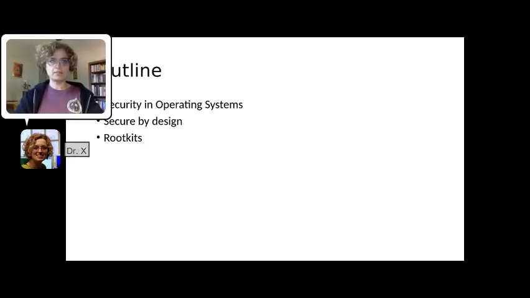First, we're going to talk about operating systems in general, how they work, what are their main ingredients, and then a little bit about their history, and then we're going to discuss security in operating systems, which is integrated into them. We will discuss a very important concept in security, the concept of secure by design, and finally, one of the most grave vulnerabilities of operating systems, rootkits.